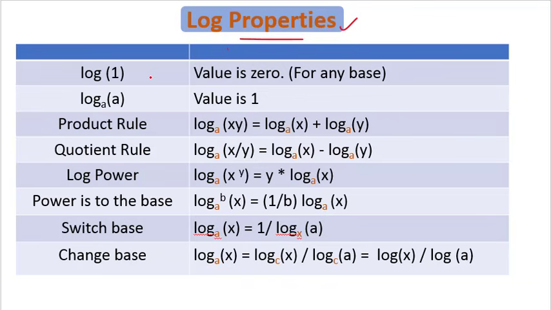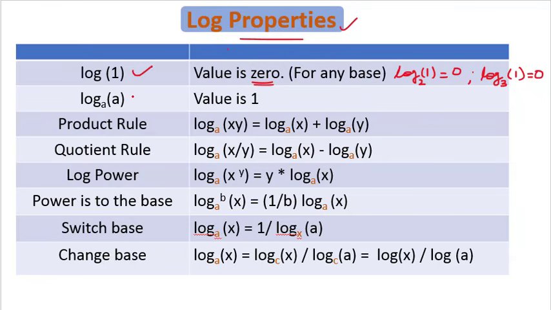So the first thing that you have to know here is if I take a log of 1, whatever may be the base, the value is always going to be 0. So for example, if I write log 1 to the base 2, my value will be 0. Even if I write log 1 to the base 3, my value is going to be 0. As simple as that.